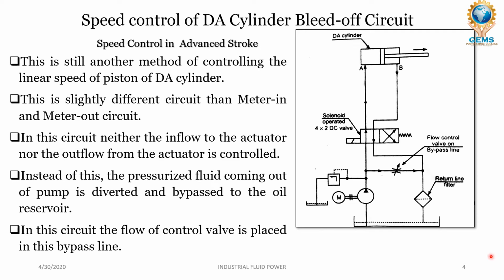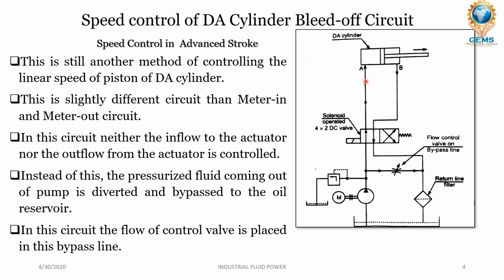So this is the circuit for speed control of double acting cylinder. That is a bleed off circuit for speed control of double acting cylinder. This is still another method of controlling the linear speed of piston of double acting cylinder. This is slightly different circuit than meter in and meter out circuit. In this circuit, neither the inflow to the actuator nor the outflow from the actuator is controlled.